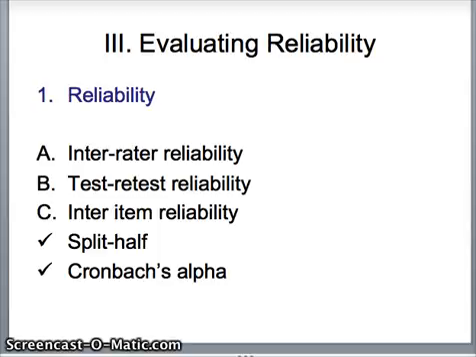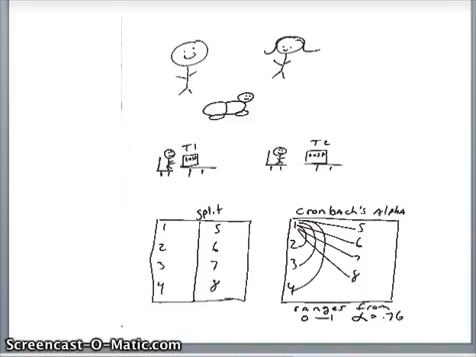We tend not to use split half very often though, because there is a better test of reliability, and that is called Cronbach's alpha. Cronbach, because it was Cronbach who discovered it and developed it, he was a statistician. When you're a statistician, you get to name awesome things after yourself when you invent them.